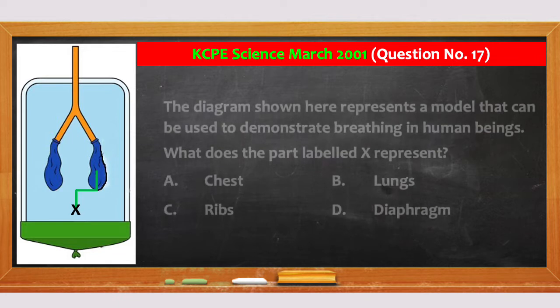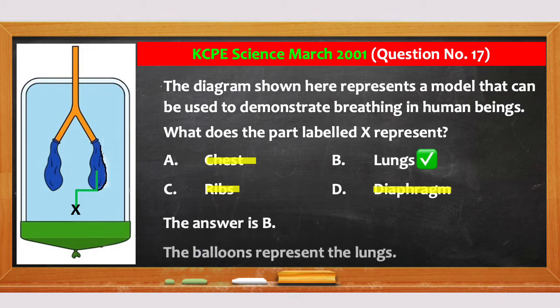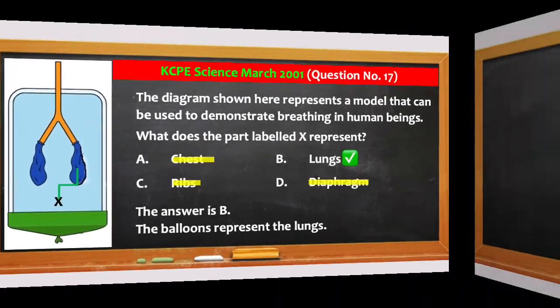The diagram shown here represents a model that can be used to demonstrate breathing in human beings. What does the part labeled X represent? A. Chest, B. Lungs, C. Ribs, and D. Diaphragm. The answer is B. The balloons represent the lungs.